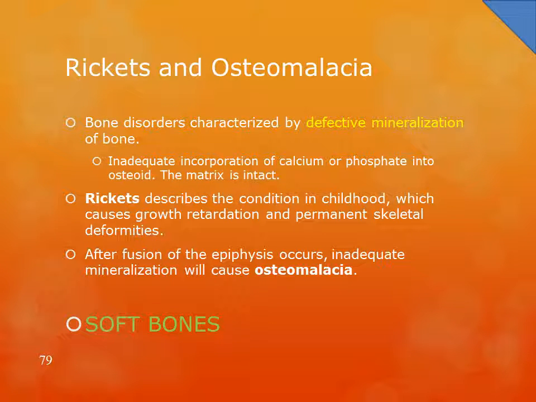Okay, rickets and osteomalacia. Distinct from osteoporosis, where the ratios of osteoid to hydroxyapatite are maintained, rickets and osteomalacia represent defective mineralization disorders of the bone. So instead of brittle bones, these are soft bones. Rickets describes the condition in childhood, and if this happens after fusion of the epiphysis, it's called osteomalacia.